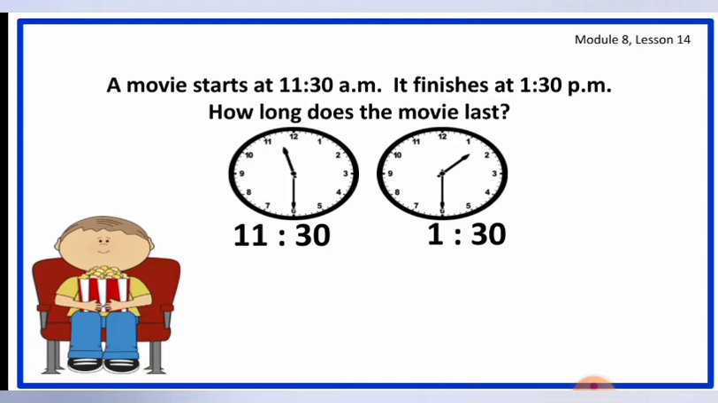So from 11:30 to 12:30 is what? 1 hour. And from 12:30 to 1:30 is 1 hour. So from 11:30 to 1:30 is how many hours now? It will become what? 2 hours. So how long does the movie last? It lasts for 2 hours, because from 11:30 to 1:30 is 2 hours. What a beautiful lesson.